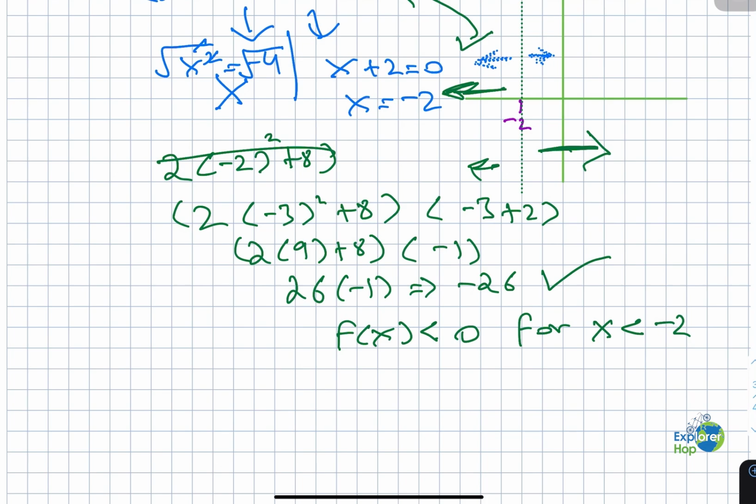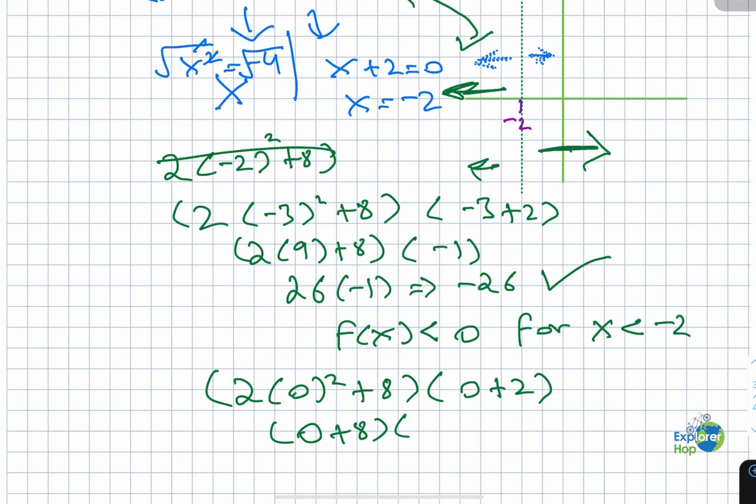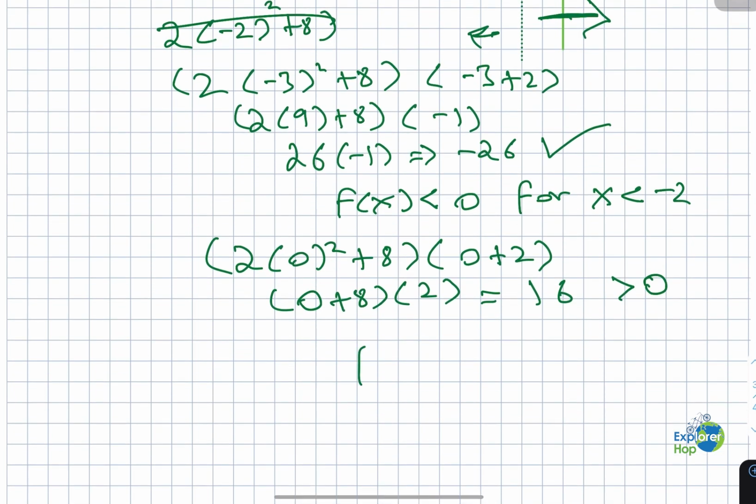So let's plug in 0. 2 times 0 squared plus 8, multiplied by 0 plus 2. This gives us 0 plus 8 times 2, which is equal to 16. So this is greater than 0. So f(x) is not less than 0 for x greater than -2.